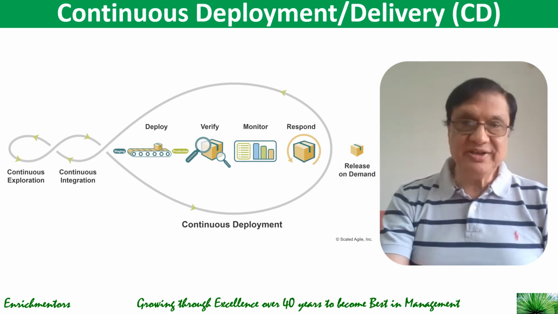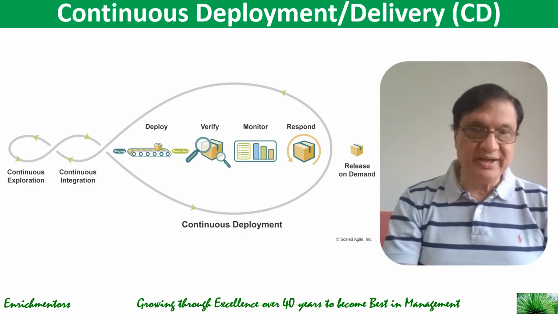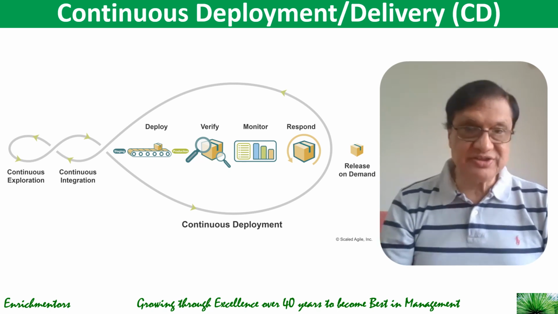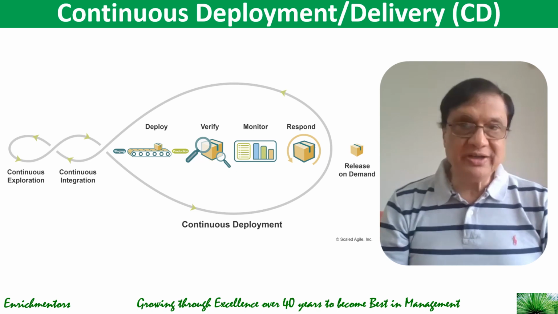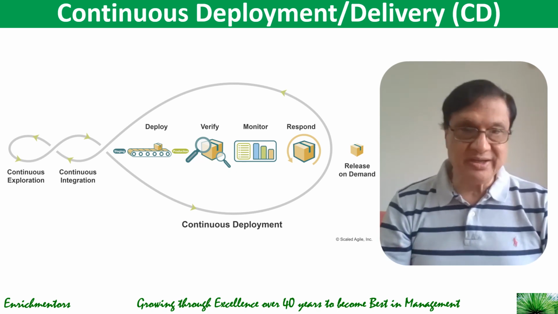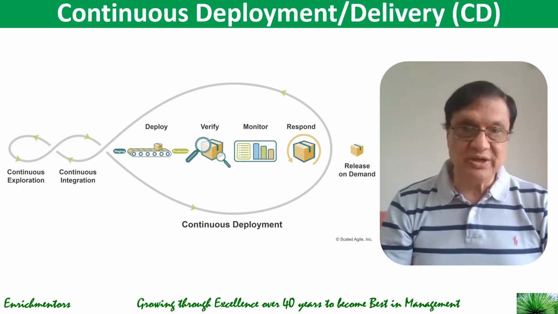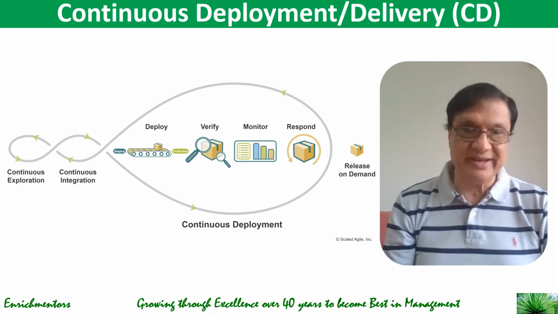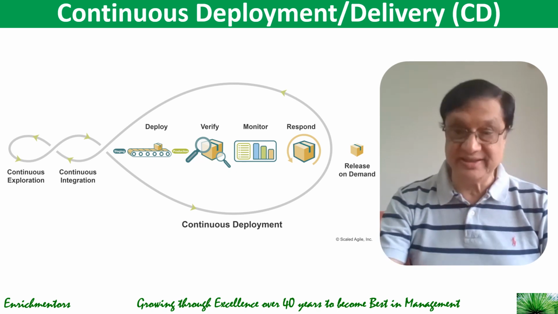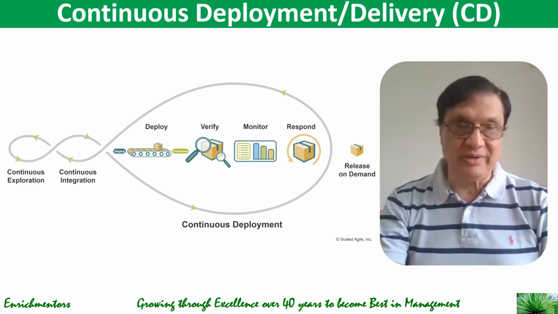The next big thing is continuous deployment and delivery, which is happening more and more. It's the next step of continuous integration, in which you automate the deployment or delivery of the software to various environments. The main steps are to deploy, verify, monitor, respond, and release on demand. And it happens continuously, and that's why it's called continuous deployment.